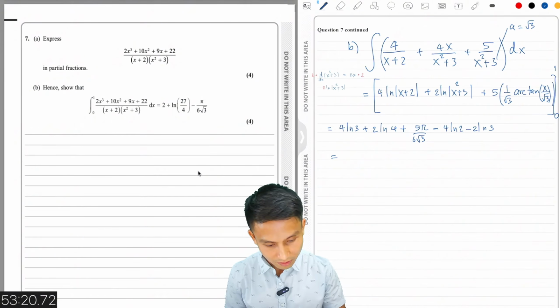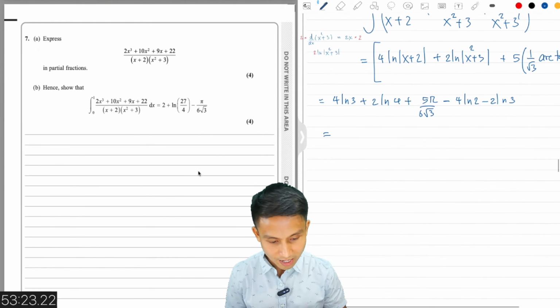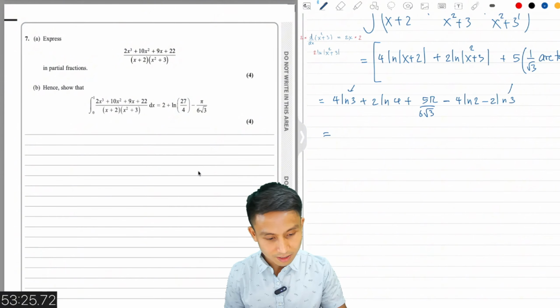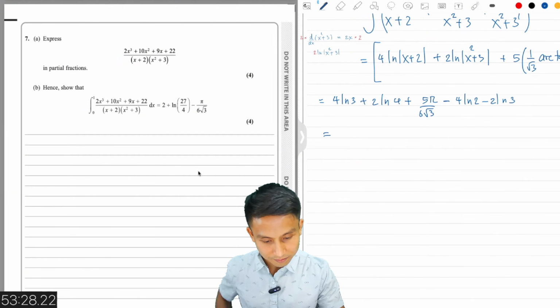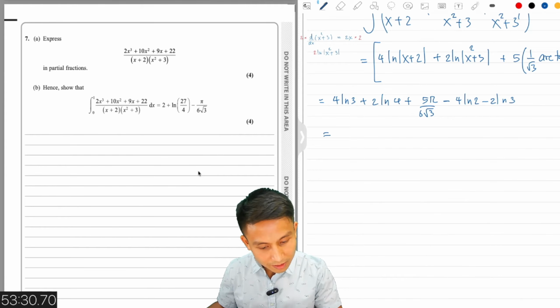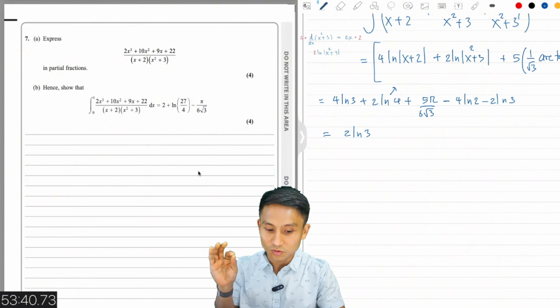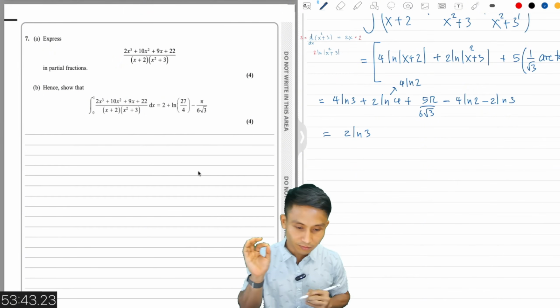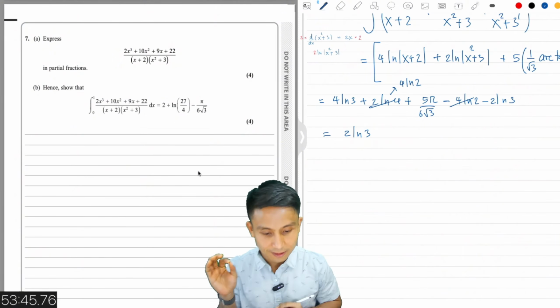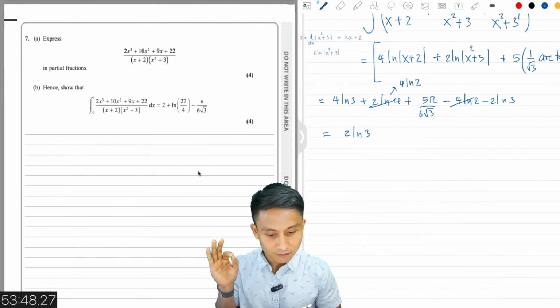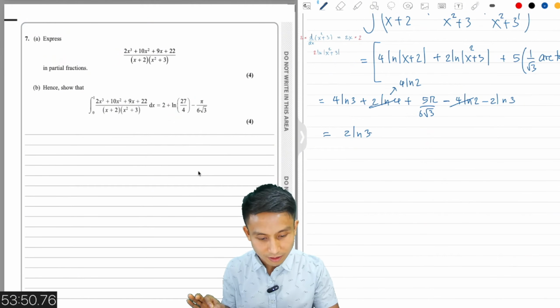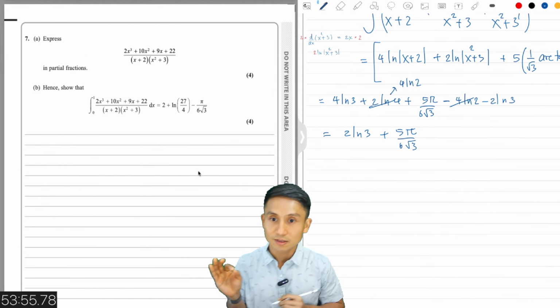Well, let's combine all the ln terms. So what do we have? We have this and this, the ln 3. So that will be 4 minus 2, which would be 2 ln 3. And this, right? 2 ln 4 is basically 2 times 2 ln 2, so that's 4 ln 2, and that would cancel with this. So we just have the 2 ln 3 plus 5 pi over 6 root 3, is it?